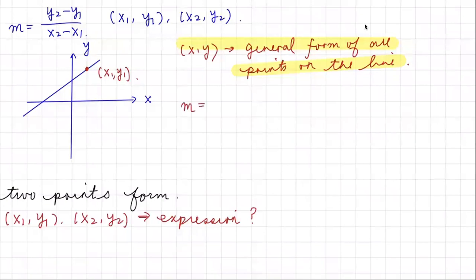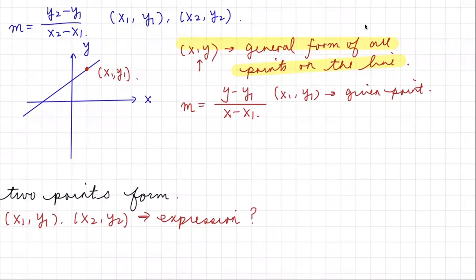M is equal to, we use this point, right? So y minus y1 over x minus x1. So in this formula, x1, y1 are given. So this is the given point. And xy is the general form here.